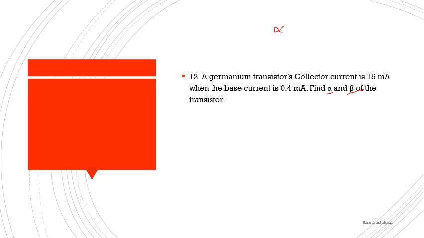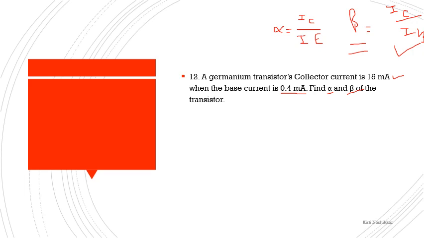So CB, that is common base, and that's why it is the ratio of output current, which is collector current, upon input current IE, and beta is common emitter, so the output current is IC and input current is IB. Okay, now here the value of IC is given, which is 15 milliampere, and base current is also given, which is 0.4 milliampere.